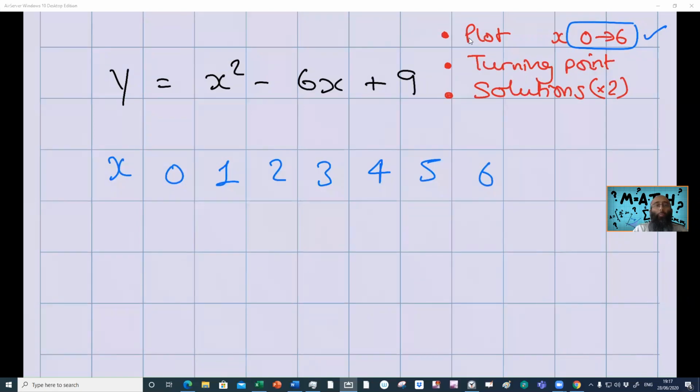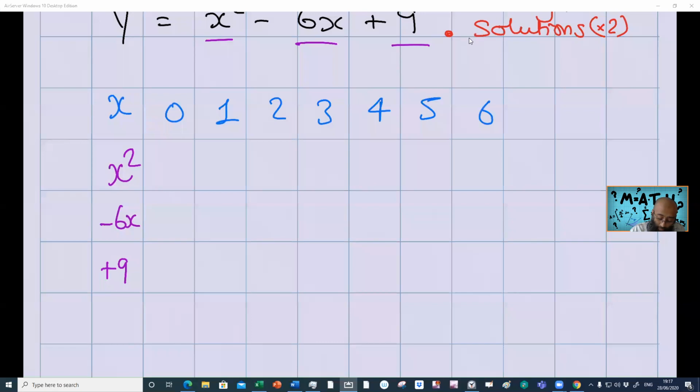If you're using squared paper in your book or something, that's good. You also have some square paper that I've sent to you as well by printout. Use that. So now let's do our graph. Our graph has got 1, 2, 3 elements. So it has an x squared element, a minus 6x, and a plus 9. Now normally they won't necessarily give you these in the exam. You could do it yourself. That's not a problem.